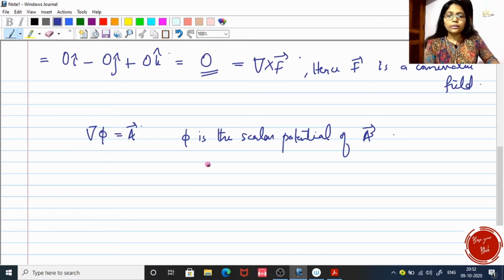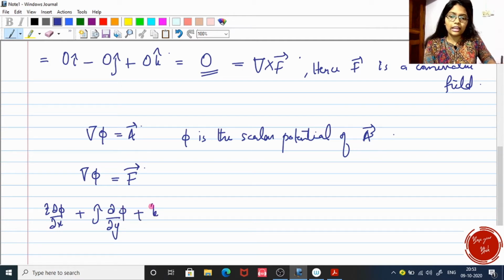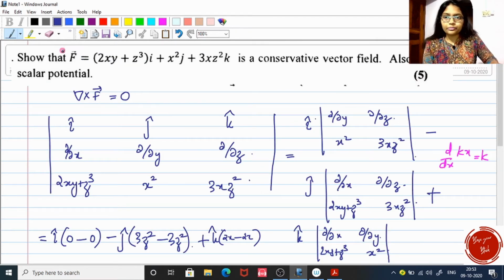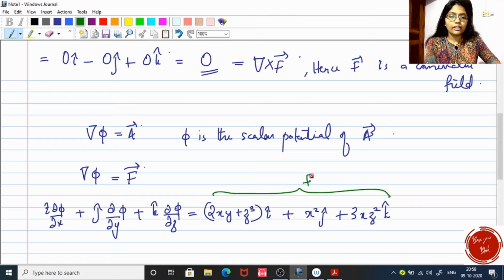Okay. So here we have proved that f is a conservative field. Now we have to find the scalar potential of this particular vector f. So we will have to write del phi is equal to vector f. Now what is the del phi expansion? It is i dou by dou x of phi plus j cap dou by dou y of phi plus k cap dou by dou z of phi is equal to, let's copy the f vector there. So here I have copied the vector f.